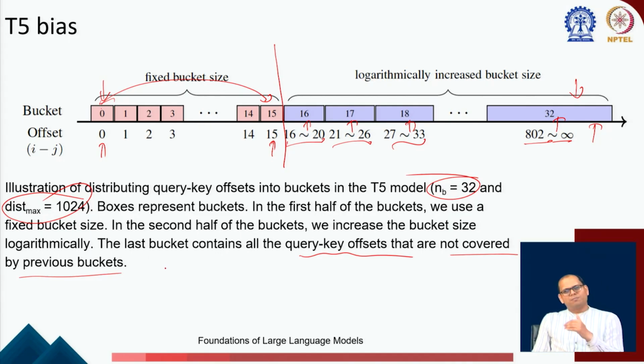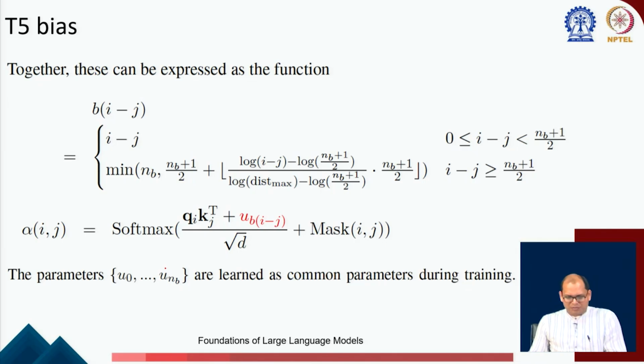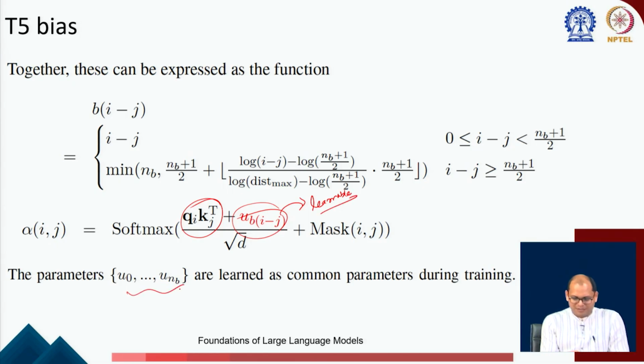So, T5 bias is a popular module that can be used for extending beyond whatever we have seen in the training, because you learn these embeddings and you can apply them to any length, any offset at inference time. So, together this is how it will look like: b(i minus j). This is the function q_i k_j transpose plus u b(i minus j), right. i minus j is the offset, and this is a learnable parameter. You learn that during training. How many things? Only NB plus 1 things are learned, right.